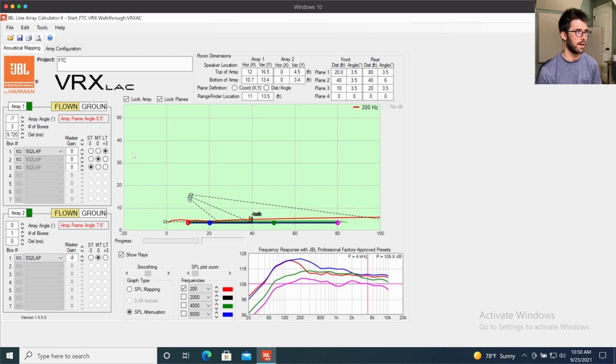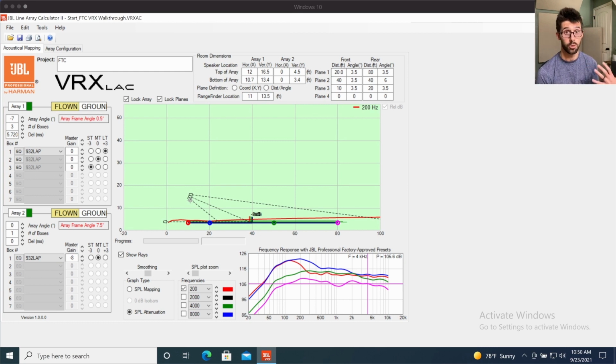And so I have done +3 on my top box, left my middle at 0, and my bottom box on my flown array is -3. And then for my front fill, I've left it at 0 and shaded it down -8 dB. So that's where I'm going to end up for the vertical coverage on this design.